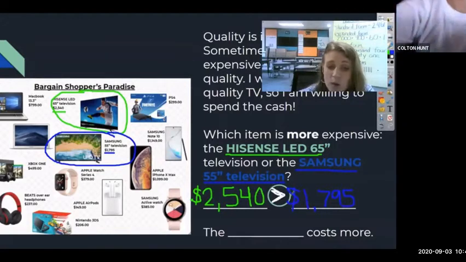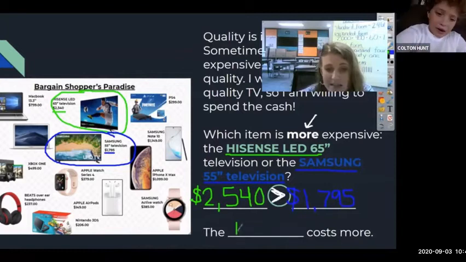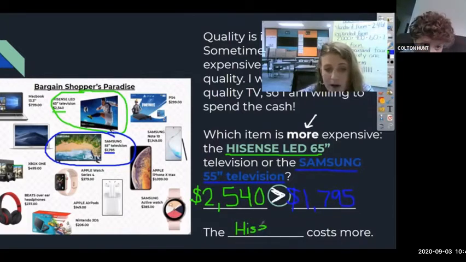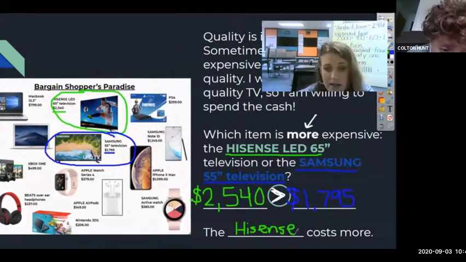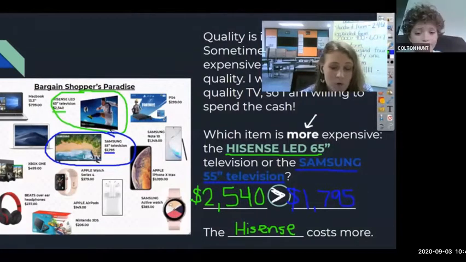So $2,540 is greater than $1,795. So to answer my question of which item costs more, the Hisense LED costs more. So I'm going to write that product name here. The Hisense LED 65-inch costs more. Okay?